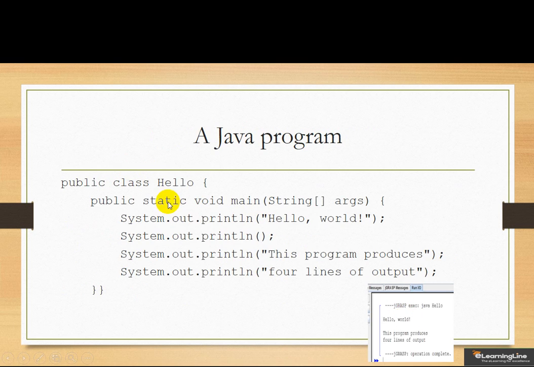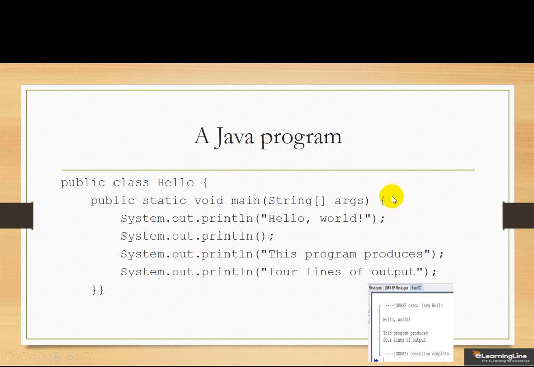This is just a sample example: public class hello, public static void main, String args, System.out.println, hello world, System.out.println, semicolon. Now just remember the syntax for a basic Java program. Each Java program will have a main method. We will go through these arguments later, but for now just understand this is a main method.